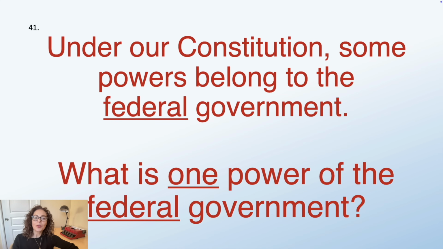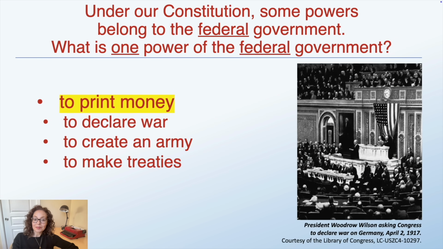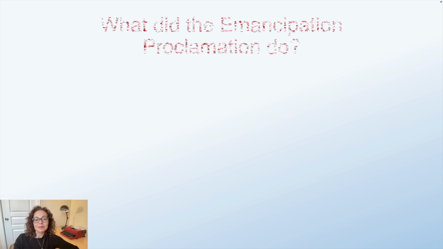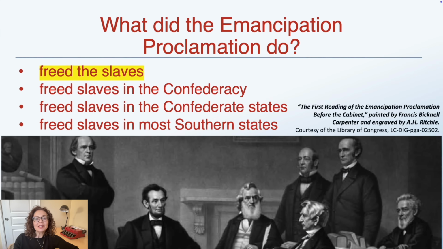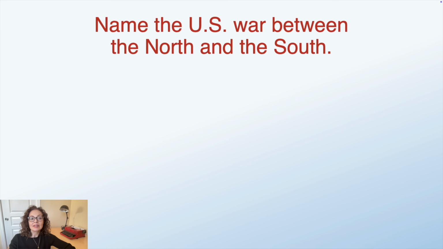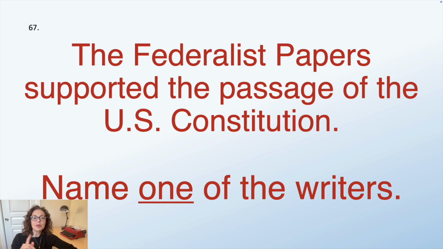Under our Constitution, some powers belong to the federal government. What is one power of the federal government? To print money. What did the Emancipation Proclamation do? The Emancipation Proclamation freed the slaves. Name the U.S. war between the North and the South. The Civil War.